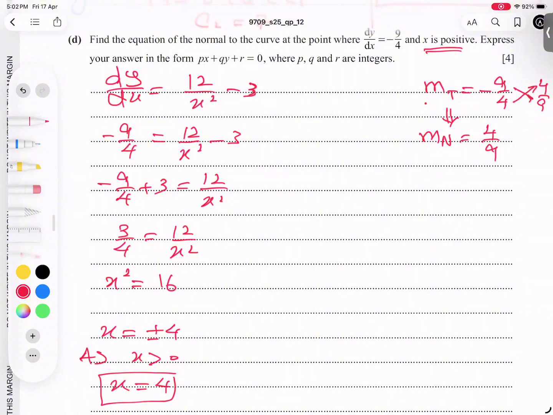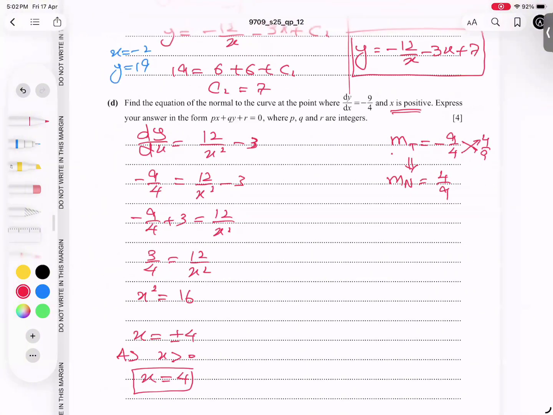But the problem is we need the y value of the curve as well. Plug this into the equation. So I'm going to put it in the equation of the curve to get the y value. y is equal to negative 12 over x and negative 3x and plus 7. So I'm putting x equals 4 here. When I'm putting x equals 4 here, students, y is becoming negative 3, and 4 times 3 is 12, and plus 7. So we are getting negative 15 plus 7, which is negative 8. So it means the y value is coming to be negative 8.